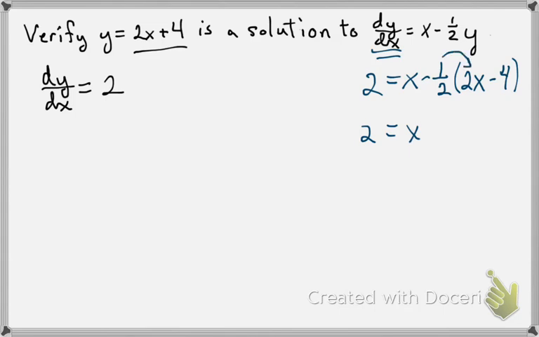Now we're going to distribute the negative 1/2, so minus 1/2 times 2x is minus x. Negative 1/2 times 4 is minus 2. Those x's cancel, we get 2 equals 2, which is exactly what we should get, and our solution is verified.